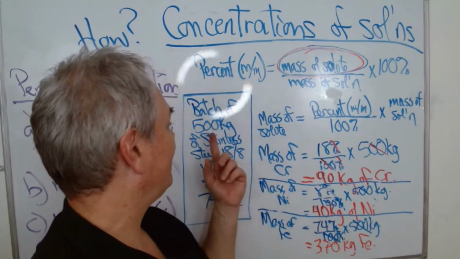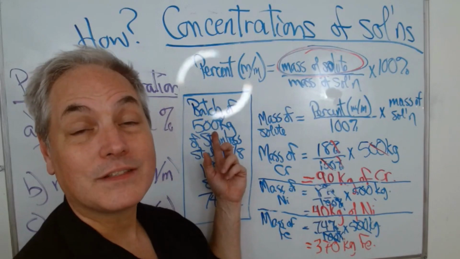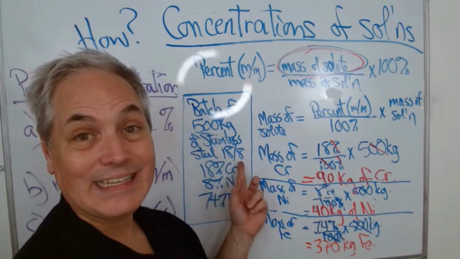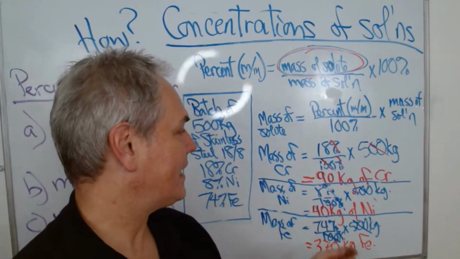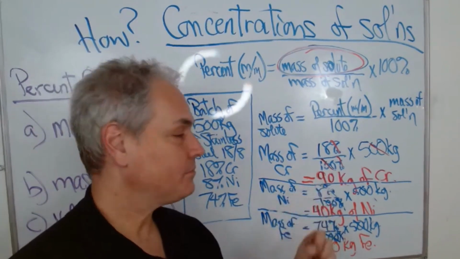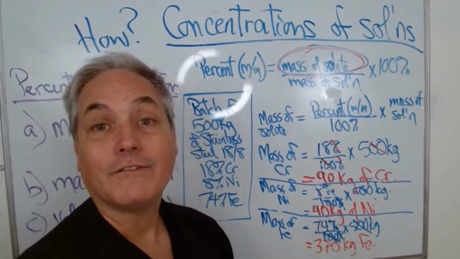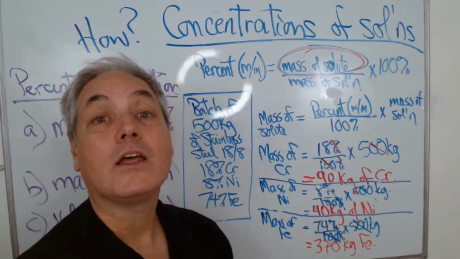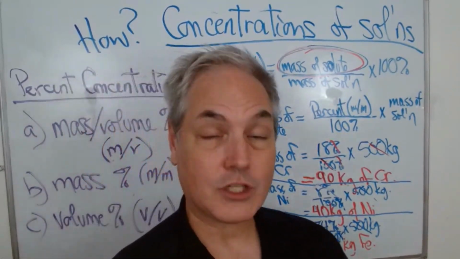So that means that if I had 500 kilograms of stainless steel 18-8, I will need to create that with 90 kilograms of chromium, 40 kilograms of nickel, as well as 370 kilograms of iron.